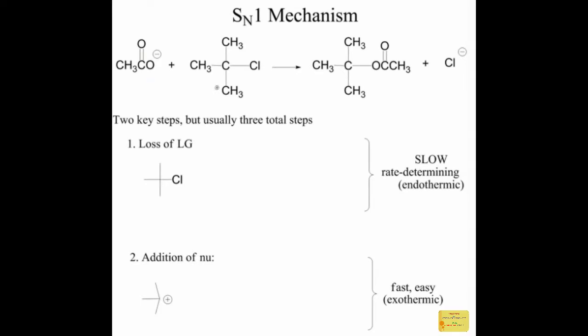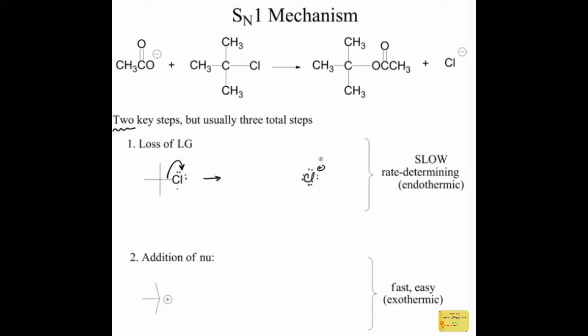Okay, so how can we go from these starting materials to these products without doing it in a single backside attack? Well, there's always going to be at least 2 steps. We'll see a little later that there's very often a third step. But here's what happens in this stepwise mechanism. The first thing is loss of our leaving group. So our leaving group is just going to pick up on its own and be lost. So I can show my Cl- here.